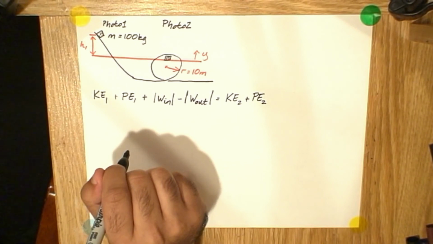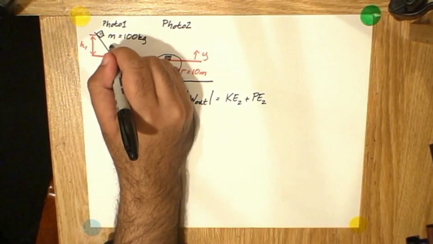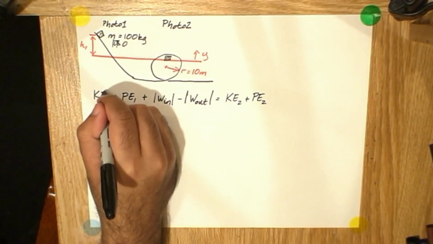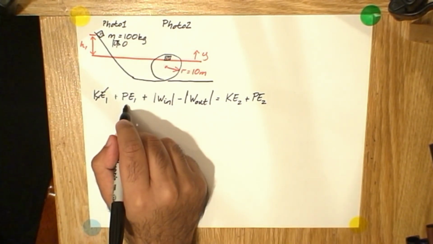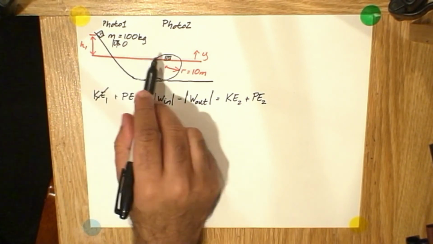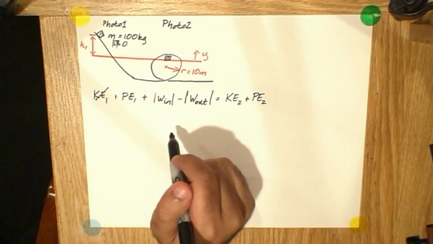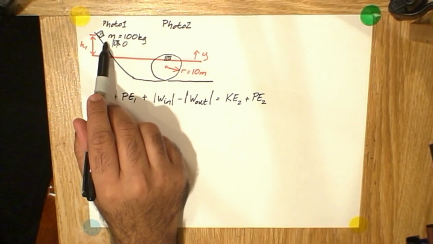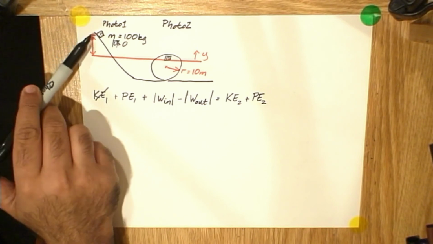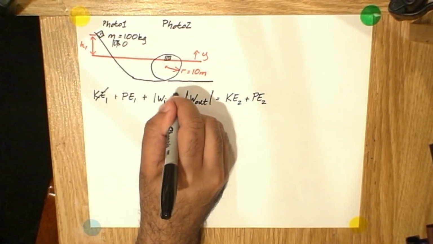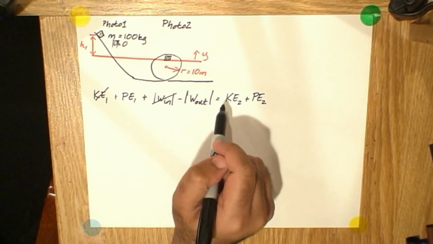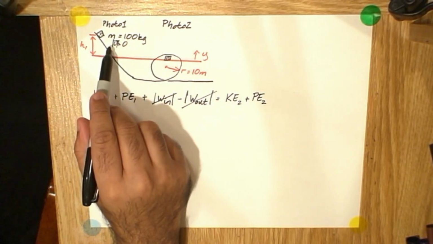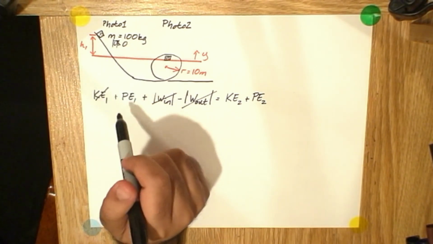Now, we know that initially the carriage is not moving. It starts off at rest. So there's no KE1. But there is definitely PE1 since it starts at an elevated position relative to photo 2. The carriage does not have a jetpack or any other source of energy, so there's no work in. We're ignoring friction, so there's no work out. By the way, that actually makes sense if you have an object which is on wheels. In general, something which is rolling tends to have low friction.